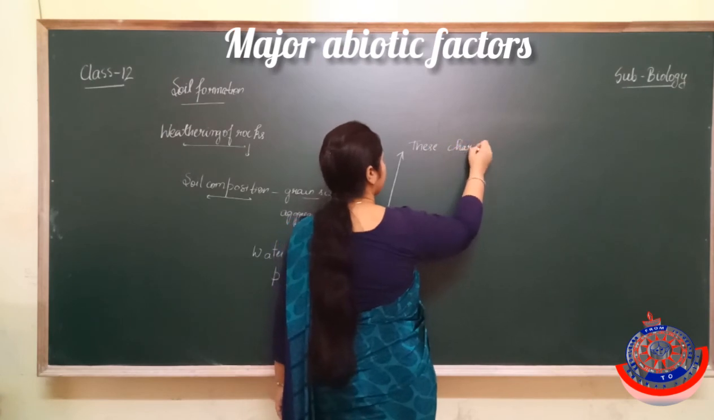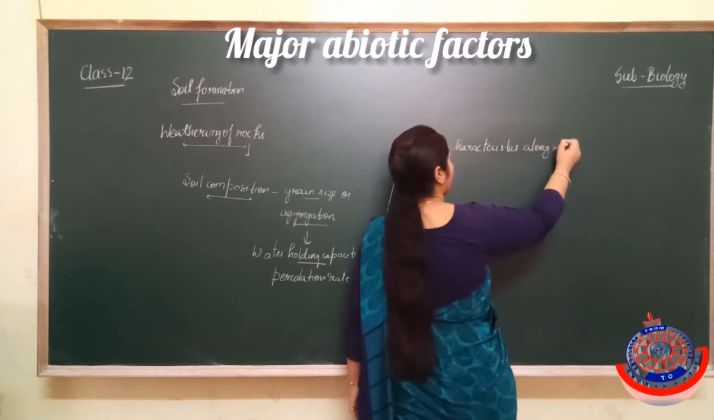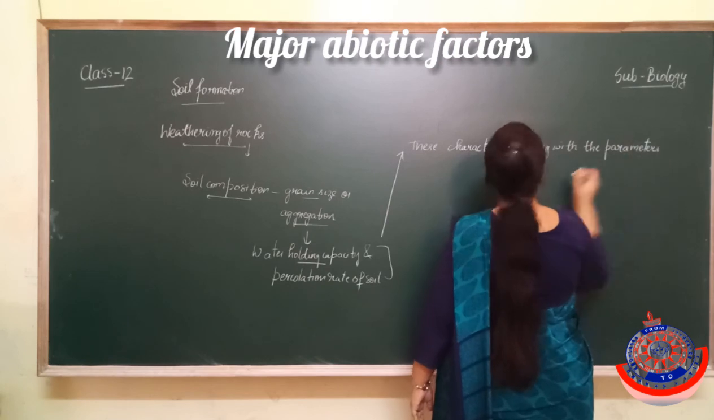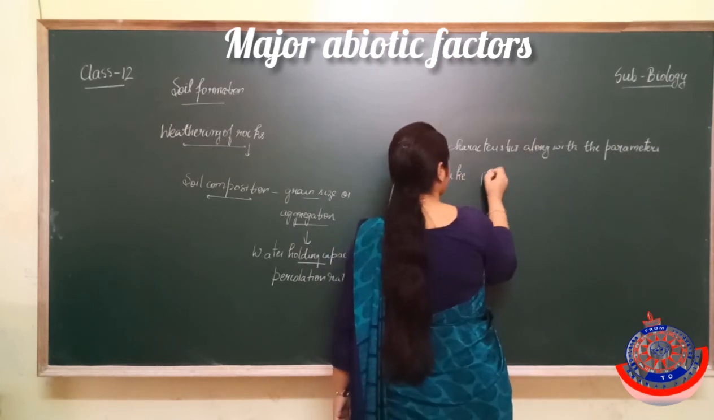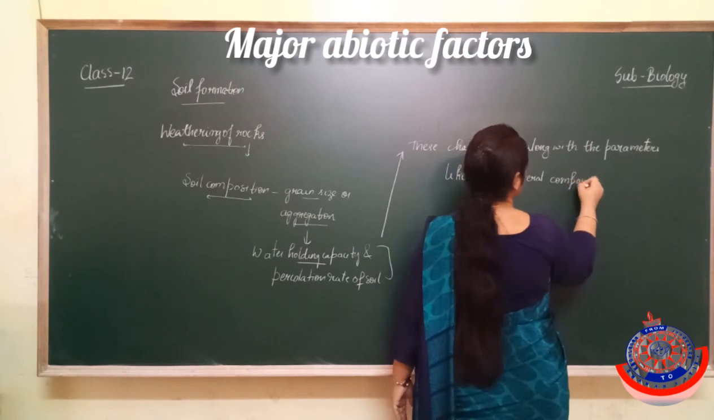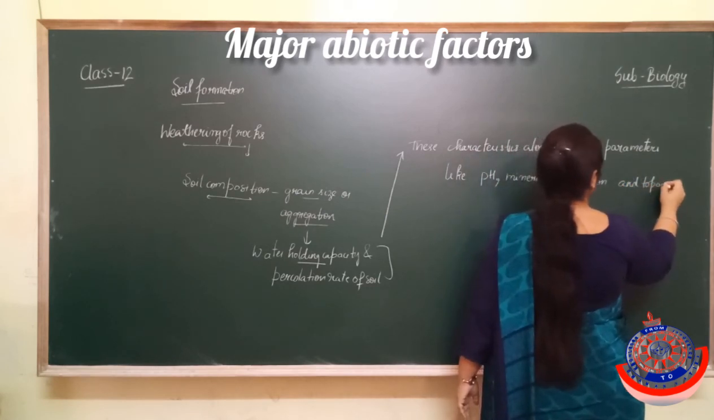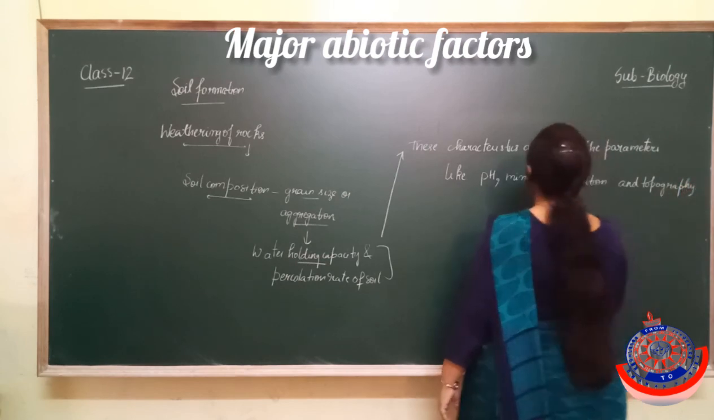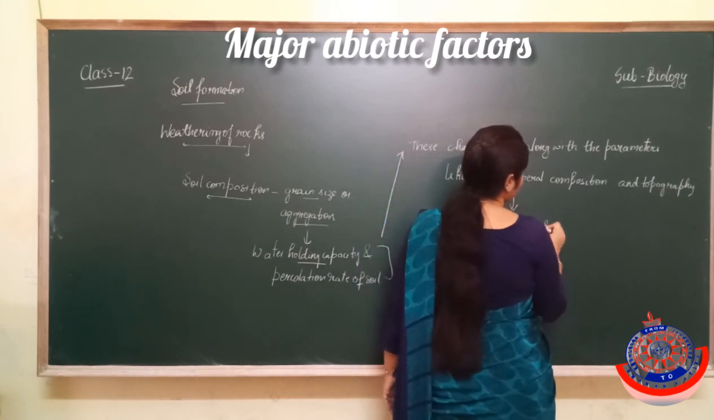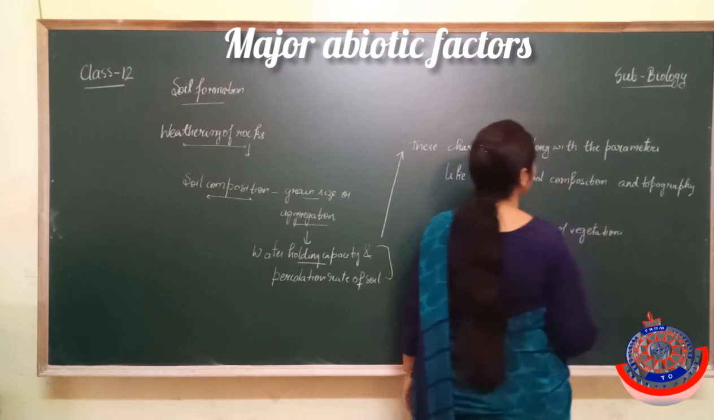Now next is that these characteristics, along with parameters like pH, mineral composition, and topography, decide the type of vegetation, means the type of plants which can be grown in that region.